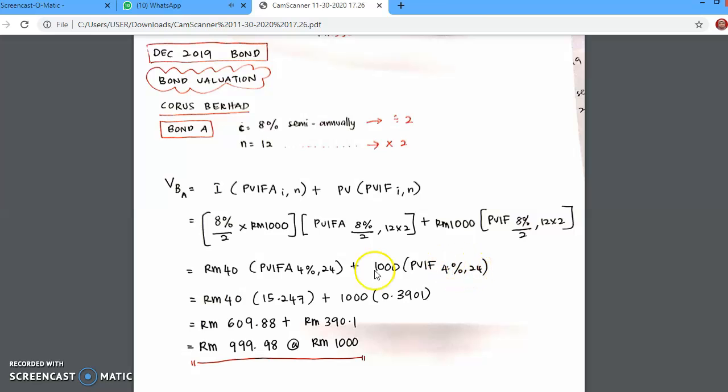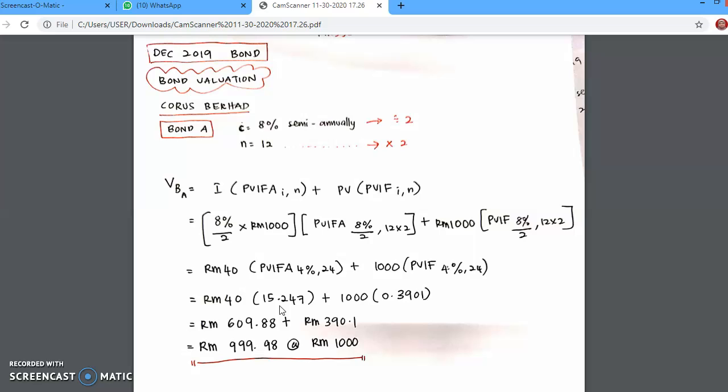Okay, over here. So how did you get this one? RM40 times PVIF 4%, 24 is 15.247. This is the time you have to refer to the schedule. If for degree level, for finance classes, normally they will teach you how to use the financial calculator. Of course, you have to buy the calculator. And they will teach you how to find this PVIF, PVIFA by using the calculator. But in our courses, we just refer to the schedule being given.